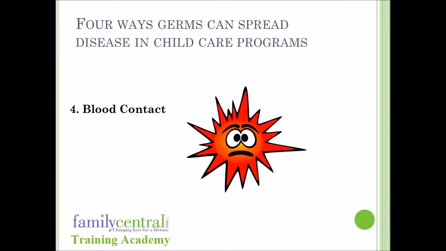The fourth way is through blood contact. Infected blood from one individual enters the bloodstream of another individual, usually through small cuts or breaks in the skin of the uninfected individual. Germs enter through the mucous membranes of the eyes, nose, mouth, rectum, or sexual organs, or by sharing contaminated syringes or needles from an infected individual.